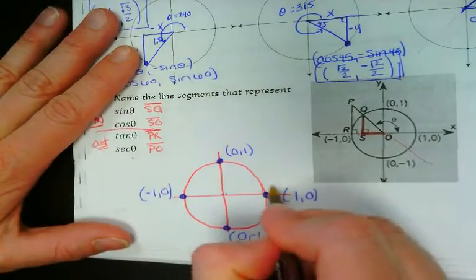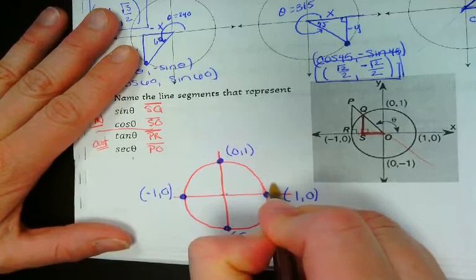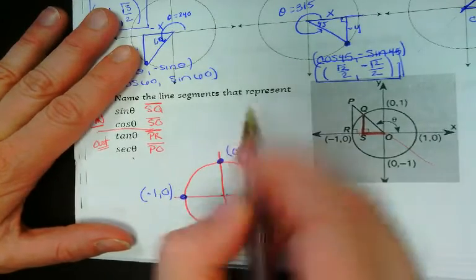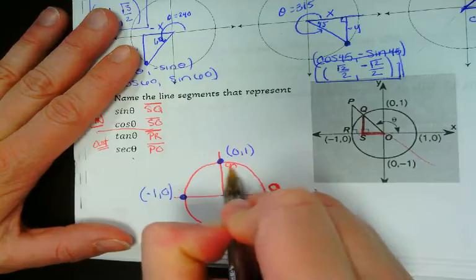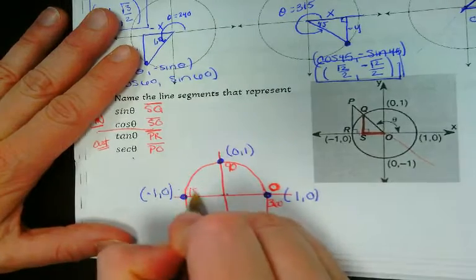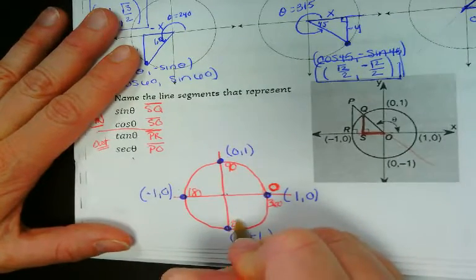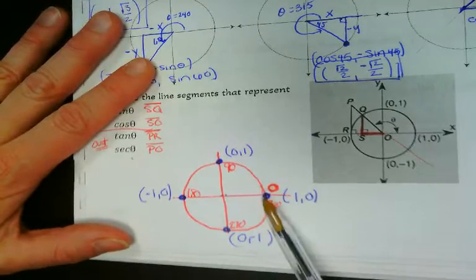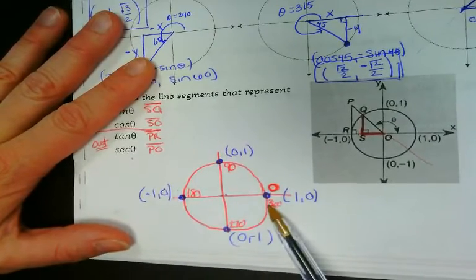This is equivalent to how many degrees? 0 and 360. This is equivalent to 90, 180, 270, and back to 360. So we can add all of these to our table of values that you have to know.